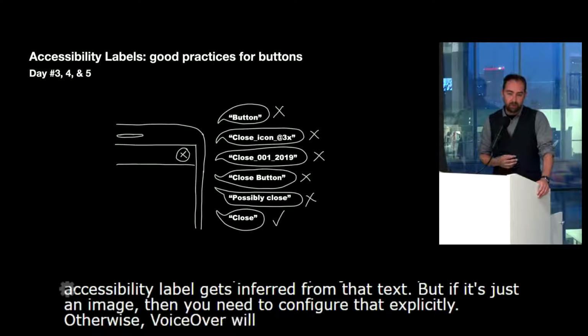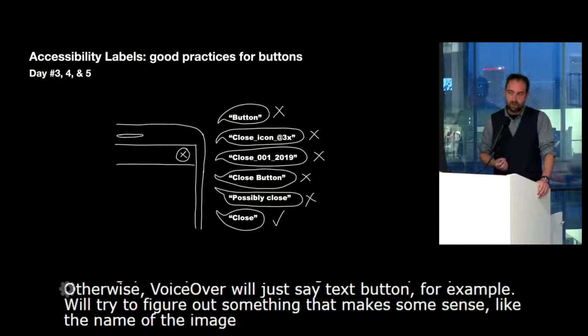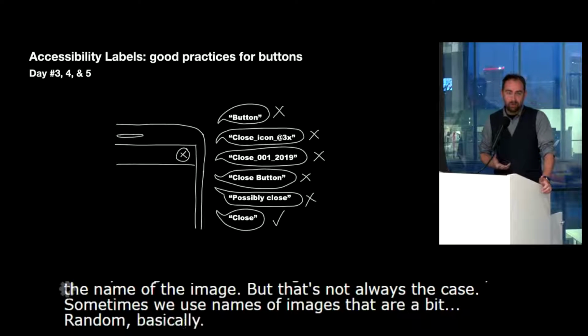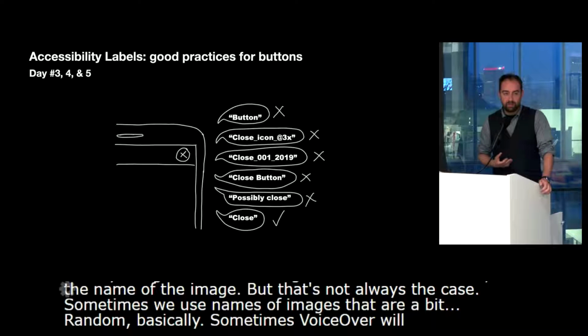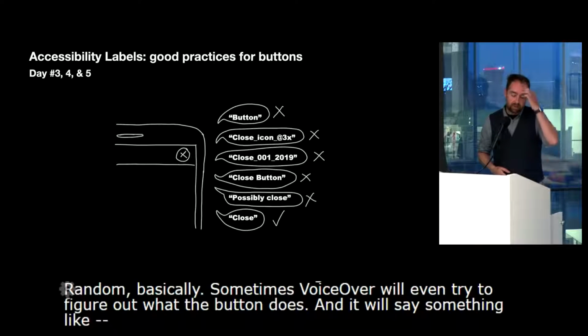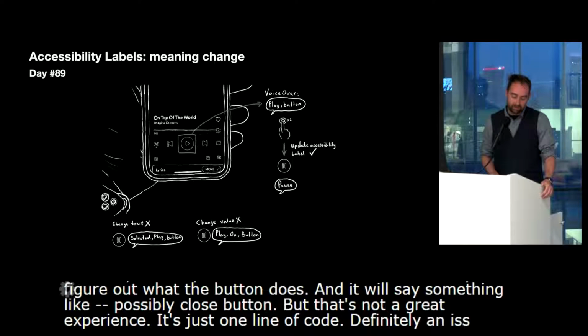We'll try to figure out something that makes some sense, like the name of the image, but that's not always the case. Sometimes we use names of images that are a bit random, basically. Sometimes VoiceOver will even try to figure out what the button does, and it will say something like possibly close button. But that's not a great experience, and it's just one line of code, and definitely an issue that you can see in lots of apps.